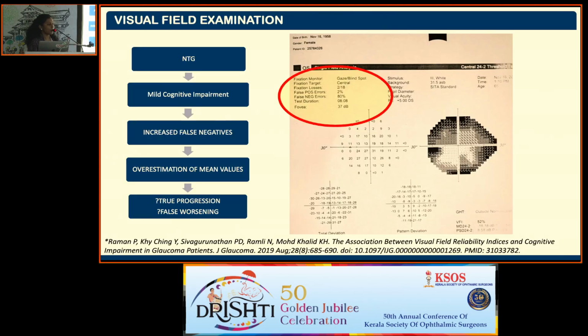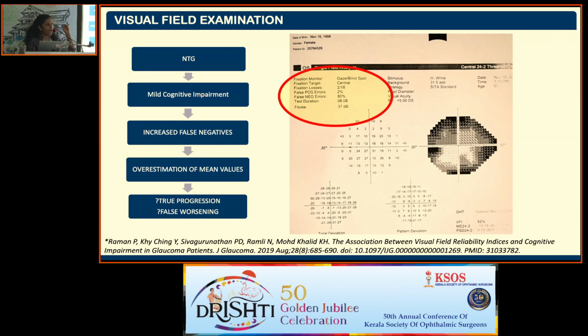Now, why is this so important practically? We cannot rely upon intraocular pressure for assessing the progression. In case of NTG, we have to depend upon visual field. But can we really do that? Because studies have shown that a mild cognitive impairment in glaucoma is associated with increased false negative reports that can lead to an overestimation of mean values. So are we looking at a real true progression, or are we incorrectly treating a false worsening of the condition?